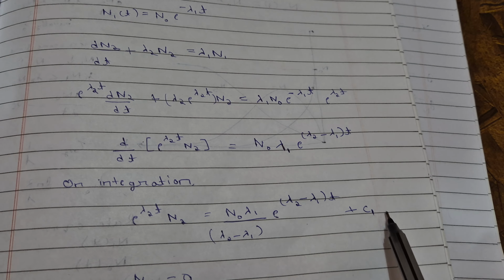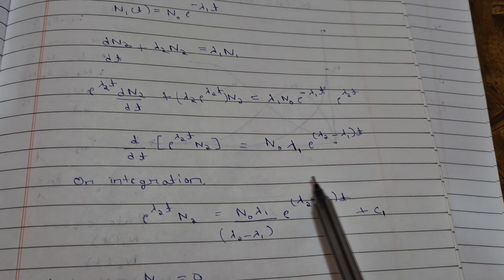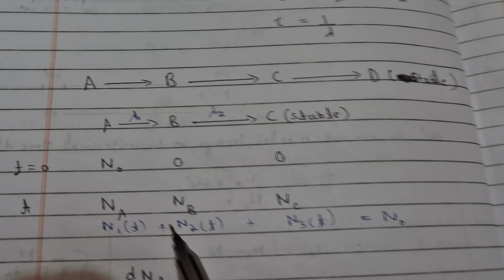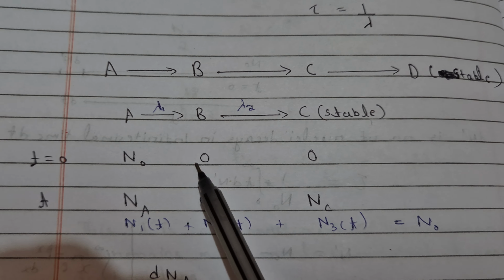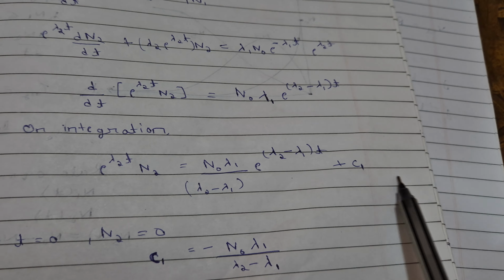Now to solve this, or to find C1, we will use the initial condition that at t equal to 0 there were no nuclei of n2 present. At t equal to 0 there were no nuclei of B, that is 0. So n2 will be 0 at t equal to 0. So at t equal to 0, put n2 equal to 0 and solve this for C1.